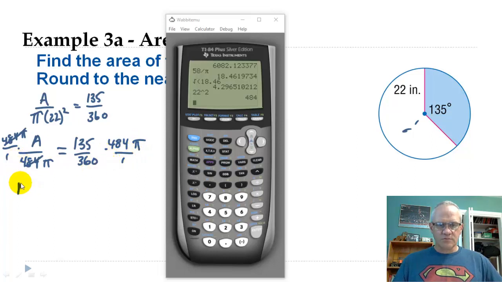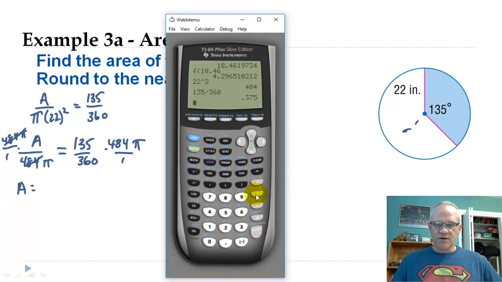You could either multiply these all across the top and then divide by 360, or divide those by 360 and then multiply by 484 pi. Either way is okay. So I'm just going to go 135 divided by 360 is 0.375, and then we will just go times 484 and pi.